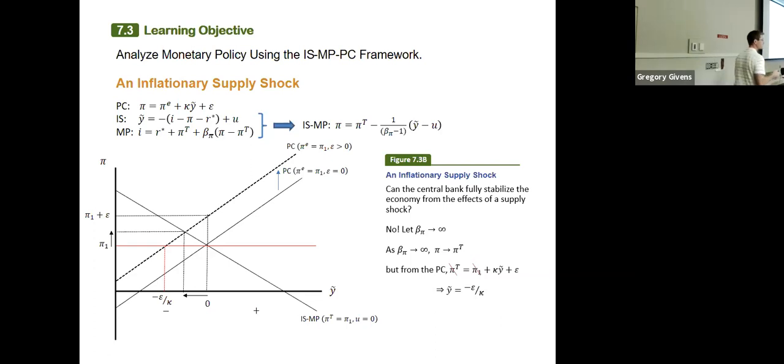Now, unless I say otherwise, you can assume that the central bank just responds in a normal way to the inflation gap, so that the ISMP curve is just this regular downward slope. If I ask you what happens if they try to fully stabilize the economy, that's when you allow the ISMP curve to be perfectly horizontal. But that would be clear from the problem that I'm giving you.